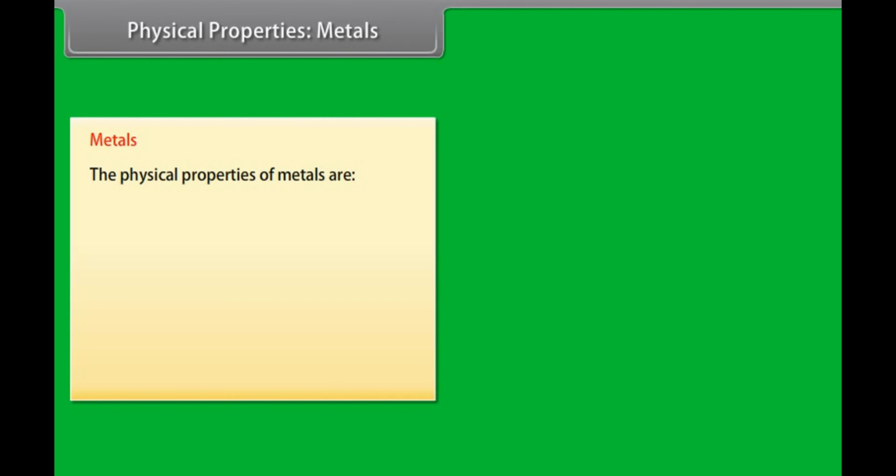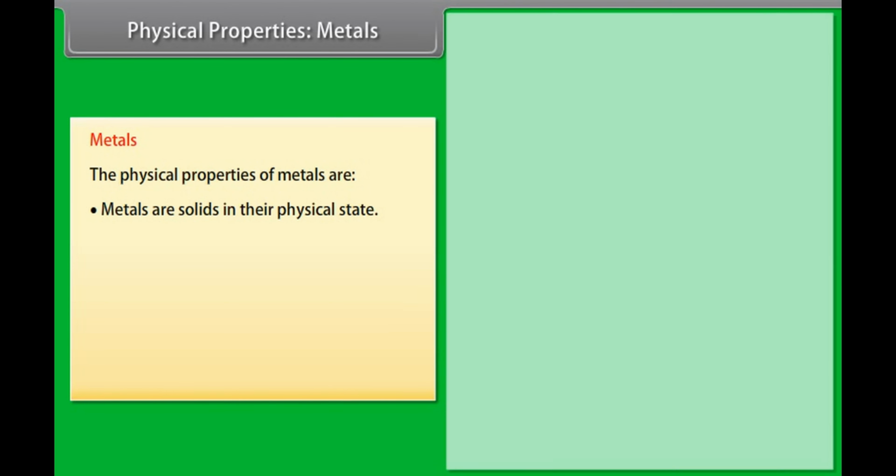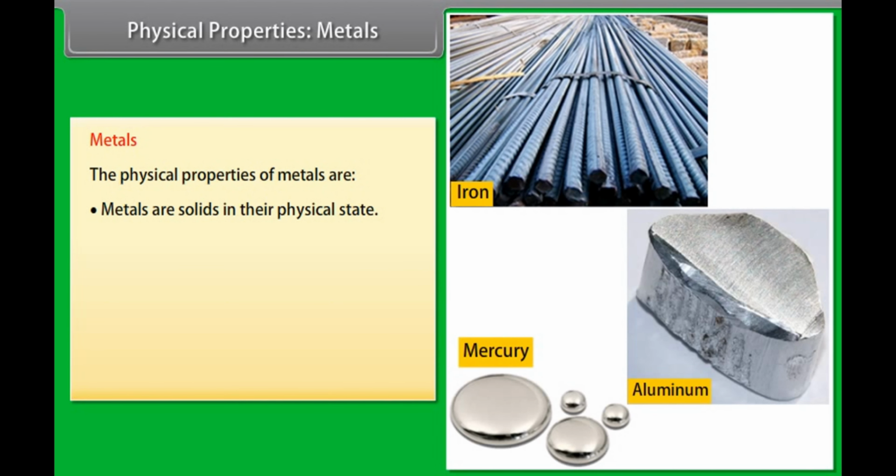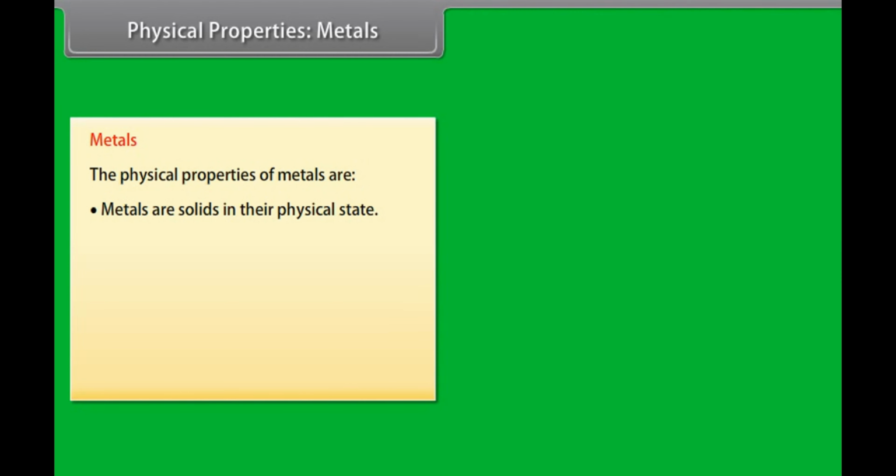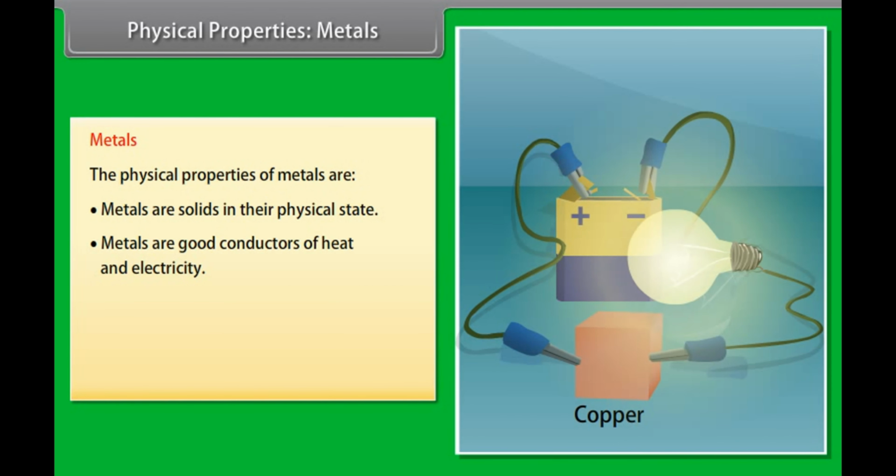The physical properties of metals are: physical state. Metals are solid at room temperature. For example, iron, aluminium. Only mercury is liquid metal. Good conductors of heat and electricity.